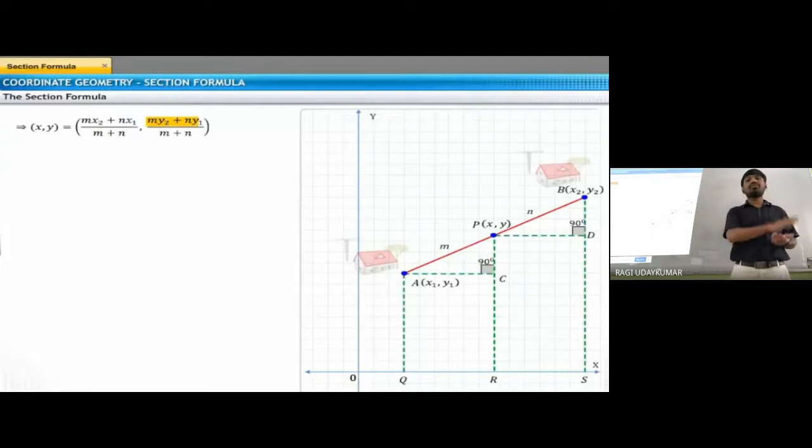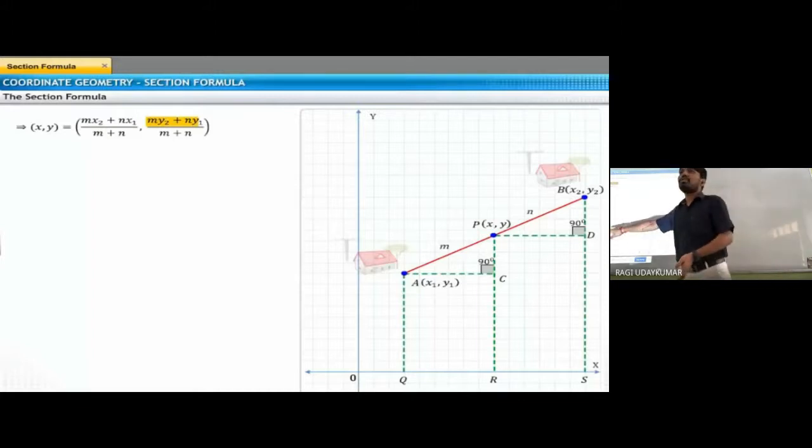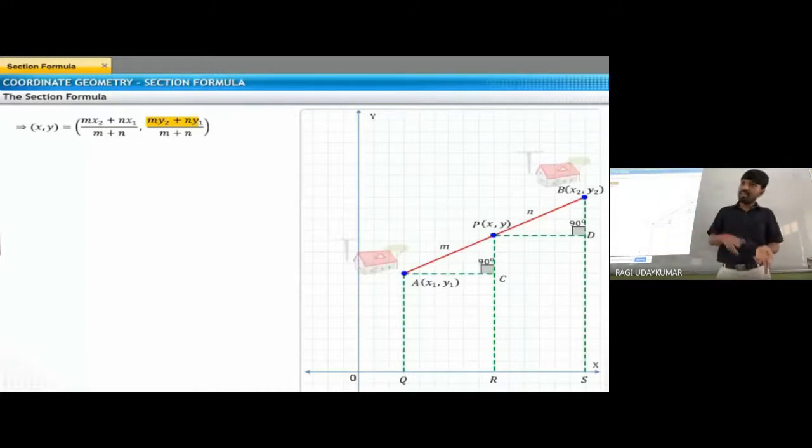But wherever you see in your textbook, the ratio is given as m1, m2. Don't get confused. I already told you that in different books it is given in different ways. Usually in state government books, m is to n is given, so that doesn't matter. Whatever the ratio is, in place of n see m2. In your NCERT book it is m1, m2. So with m1, m2 it is (m1x2 plus m2x1) by (m1 plus m2), and (m1y2 plus m2y1) by (m1 plus m2).